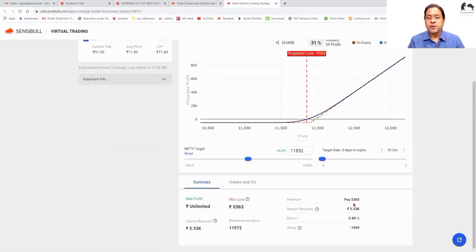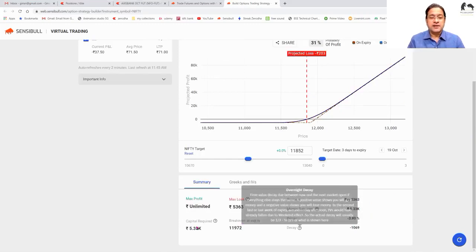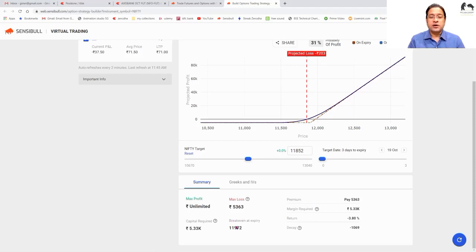The premium which I have paid is 5,363. That's the margin also, the margin which is required, the capital required. Now the current market is at 11,852. For me to make money, to break even, it's 11,972 is what I need exactly. So the maximum loss is very well defined here. 5,363 is the maximum, and the profits can be unlimited.